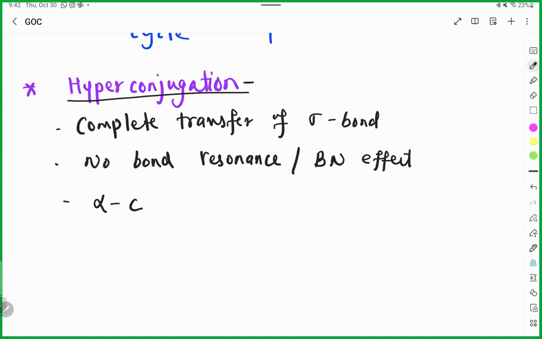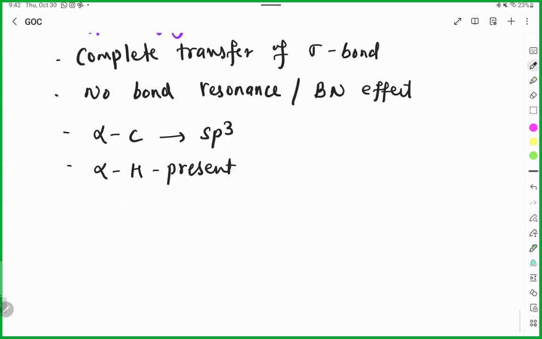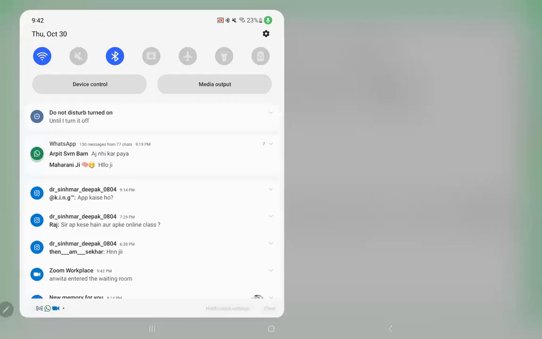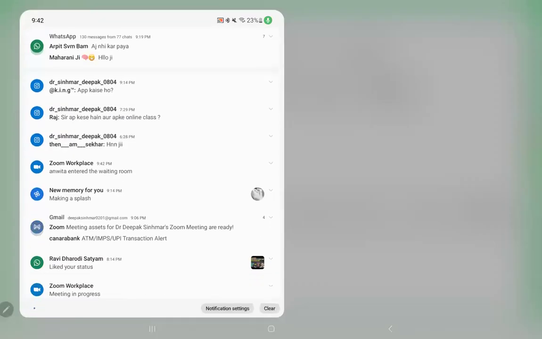What should be the criteria in this case? You should have an alpha carbon and this alpha carbon should be sp3 hybridized. And on the alpha carbon, there must be alpha hydrogen present. Only then it can happen. Stability, if you talk about carbocation: more number of alpha hydrogen, more stable.